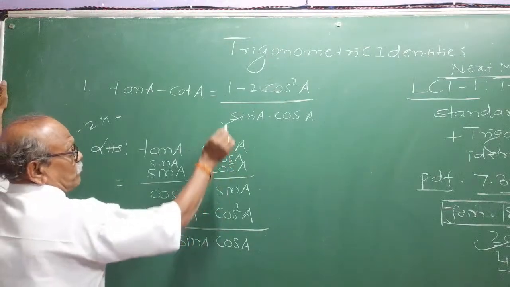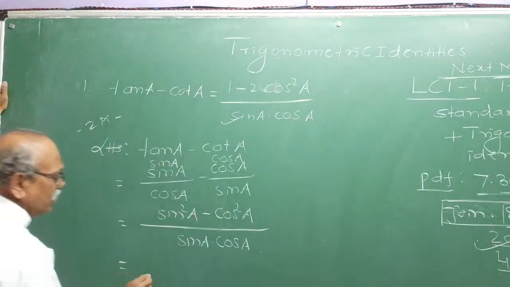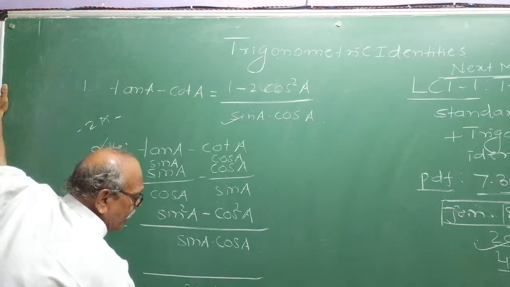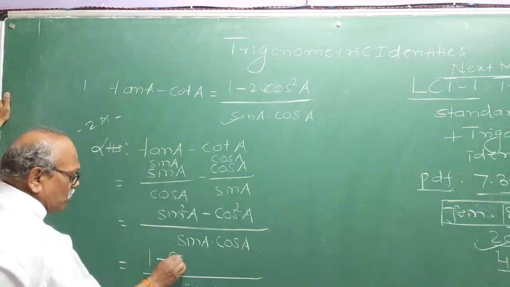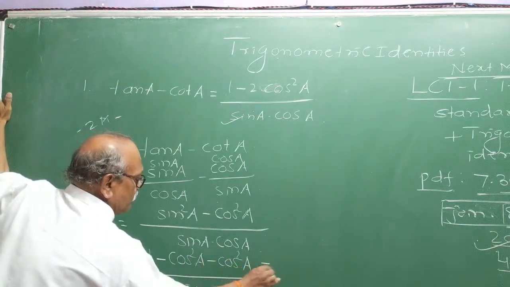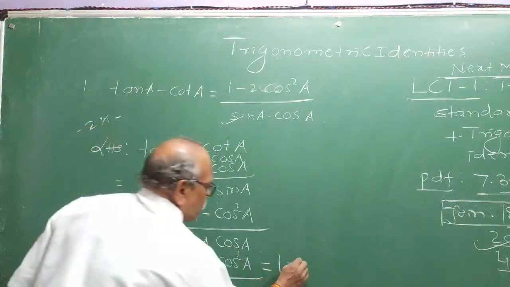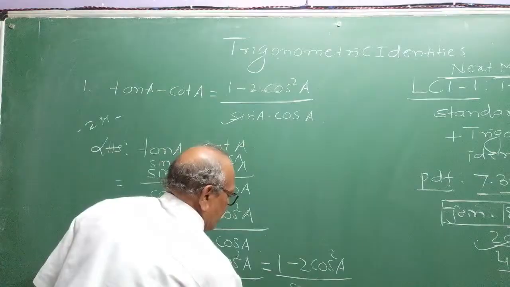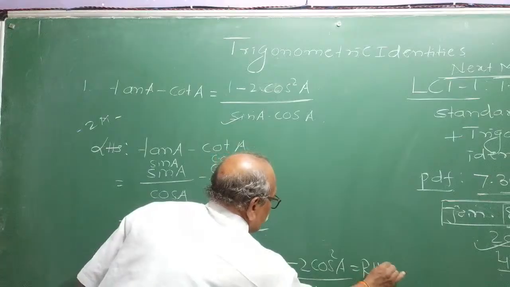You have to express sin square A also in terms of cos square A. You check the 33 identities listed. How do you express sin square A in terms of cos square A? You can write sin square A as 1 minus cos square A, minus cos square A. This is the last step: 1 minus cos square A minus cos square A becomes 1 minus 2 cos square A, divided by sin A into cos A. Easy question. That is the RHS.